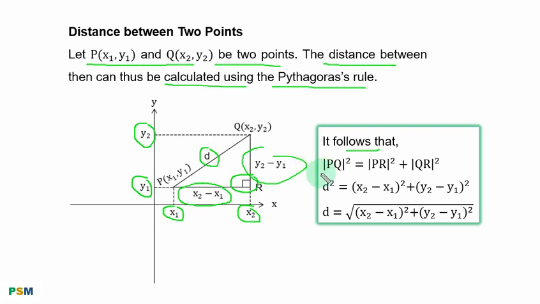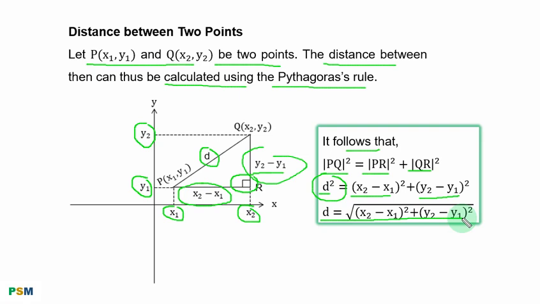So, you have PQ square equal to P arrow square plus Q arrow square. PQ is equal to D, you square it. P arrow is S2 minus S1, you square it. Q arrow, Y sub 2 minus Y sub 1, you square it. To get D, you take the square root of both sides, and D is equal to this.